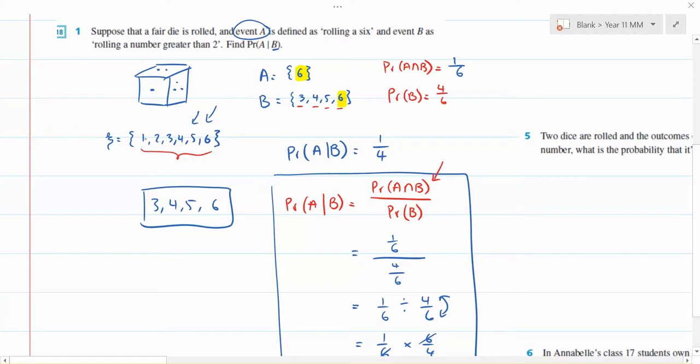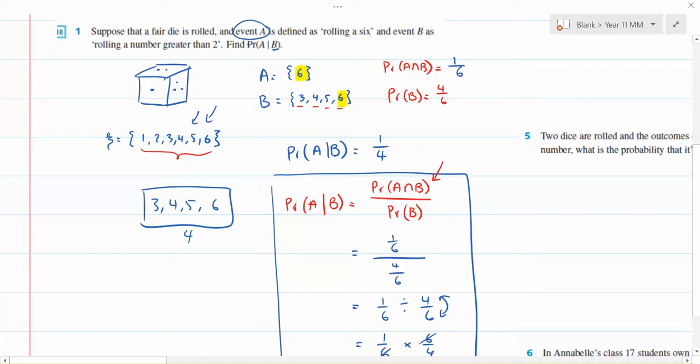So the sample space, or the possible outcomes you have, becomes 4 rather than 6. So from 6 possible outcomes, it reduces down to 4. And out of those 4, what's the chance of getting A? That's what conditional probability is about. So try to keep that in mind.